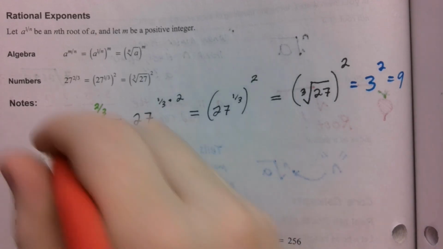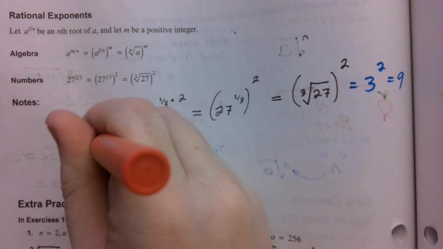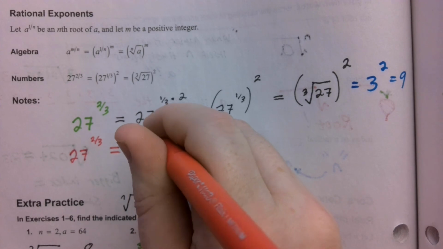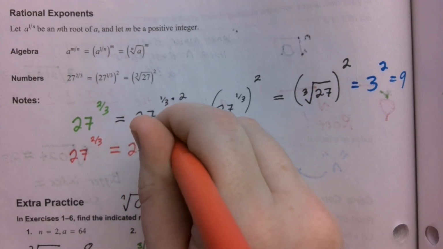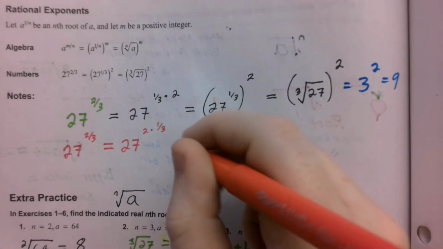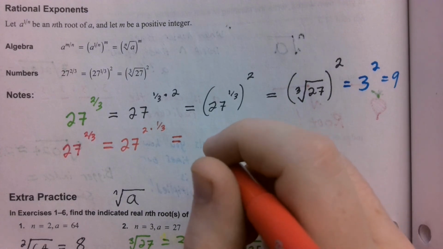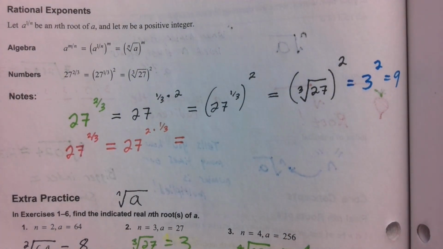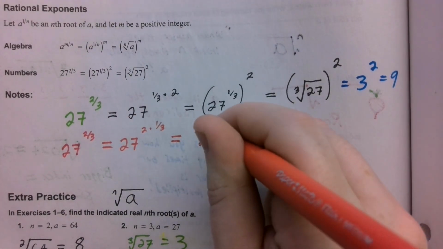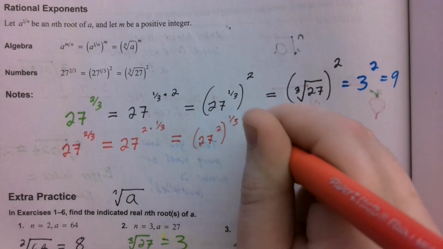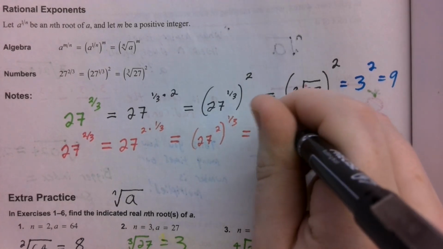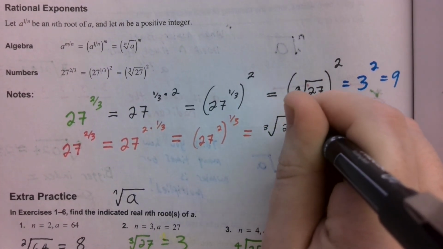There is another way to do this problem too, you may have wondered. Instead of writing it as 27 to the 1/3 times 2, could we write it as 27 to the second times 1/3? Yes, we can. Although this particular form for this particular problem may not be as helpful to us. Let me show you. What this is saying is 27 squared to the 1/3 power, which we can rewrite as the cube root of 27 squared.